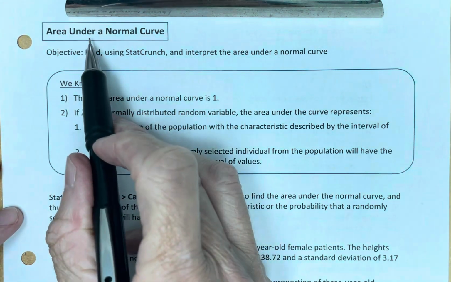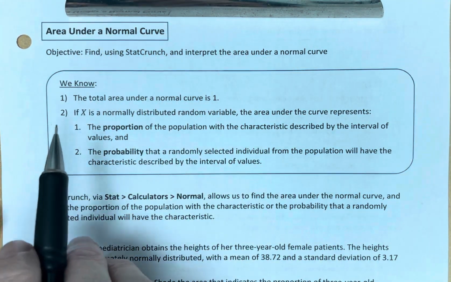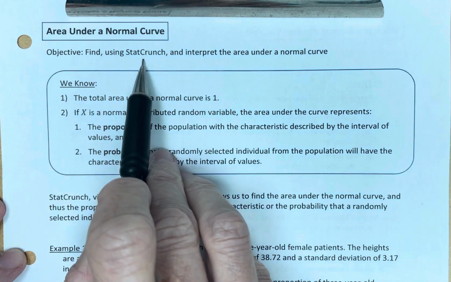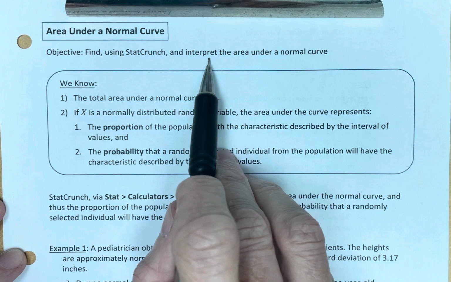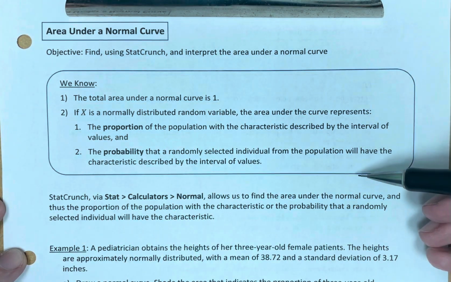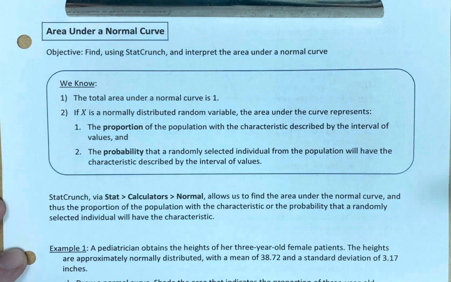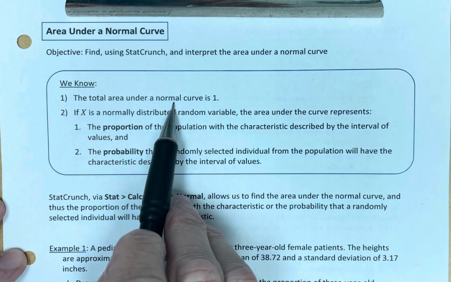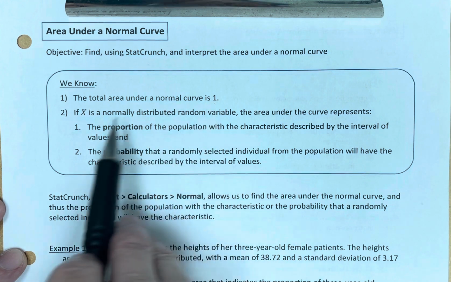The area under a normal curve. Our objective: we want to find, using StatCrunch, and interpret the area under a normal curve. Let's remind ourselves of a couple of things we already know. Number one, the total area under the normal curve is equal to 1.